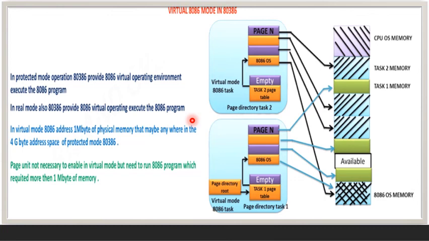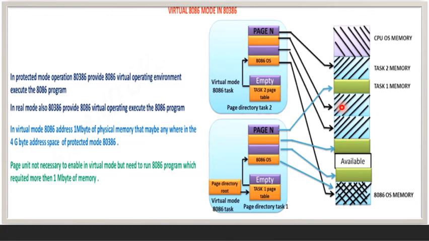The address computation mechanism in virtual 8086 mode is the same as 8086 real mode. In this mode, the 80386 can address 1 megabyte of physical memory, which can be placed within the 4 gigabytes of memory address space of the protected mode of 80386. The paging mechanism and protection capabilities are also available in this mode of operation.